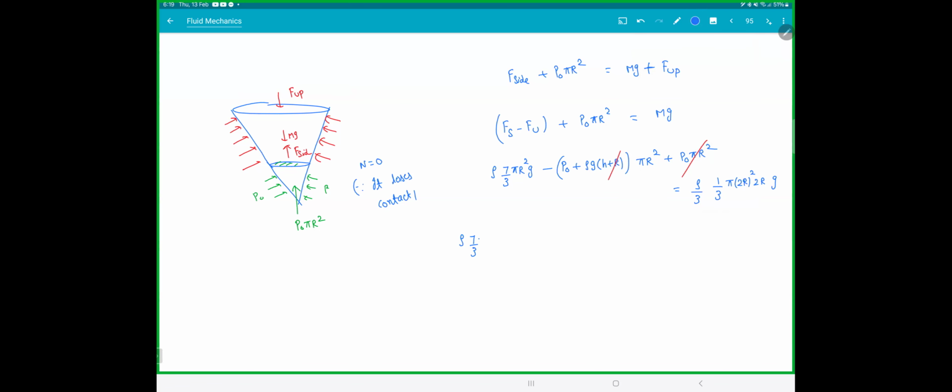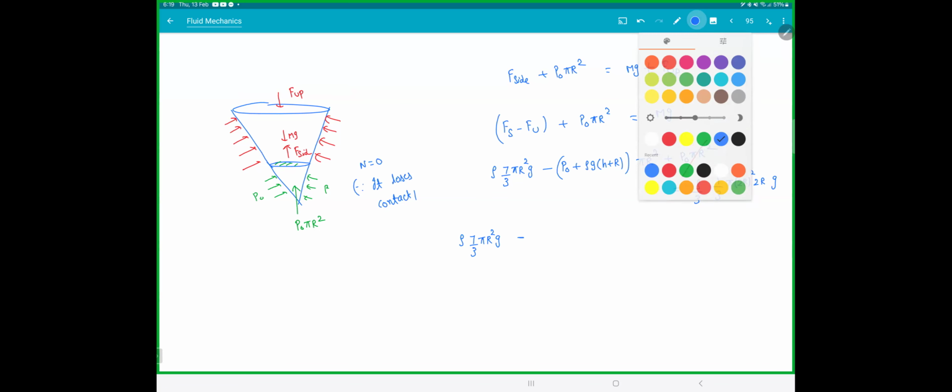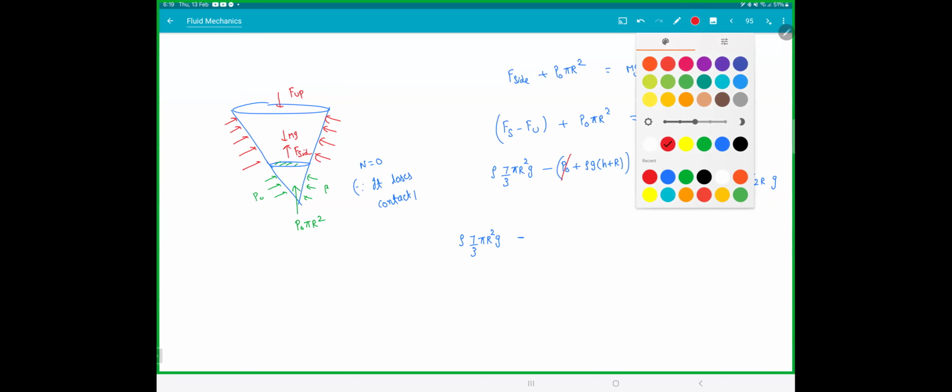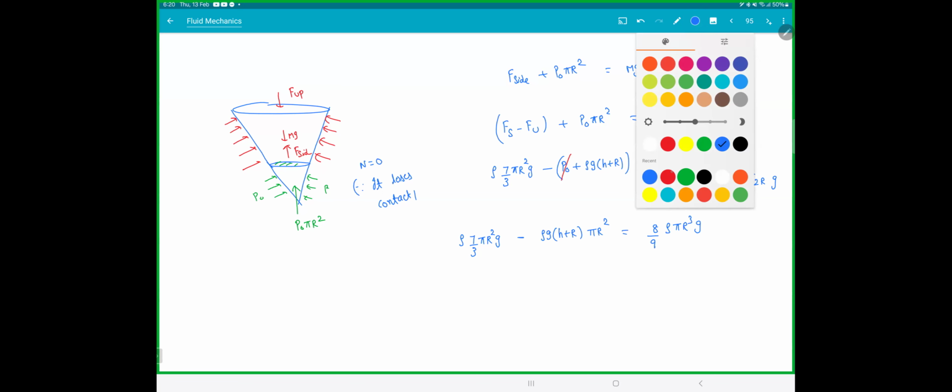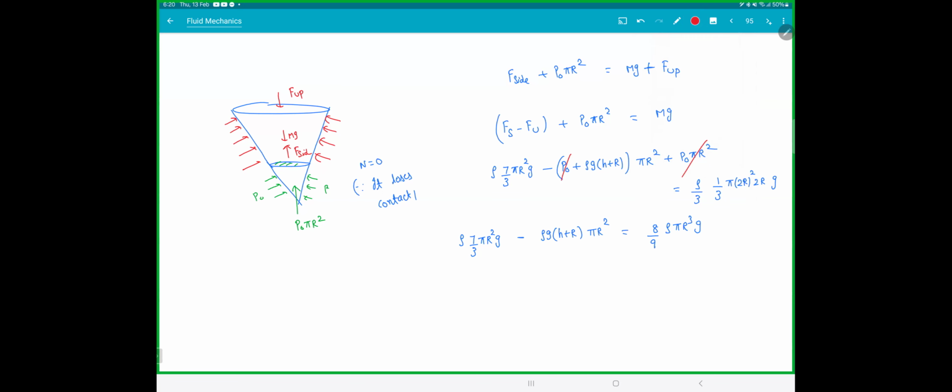Rho 7 by 3 pi r square g. This will be P naught into pi r square, which is cancelled. Then you are stuck with rho g into h plus r, into pi r square. This guy will be 8 by 9 rho pi r cube g. So rho pi r square g will cancel, and we are left with 7 by 3.